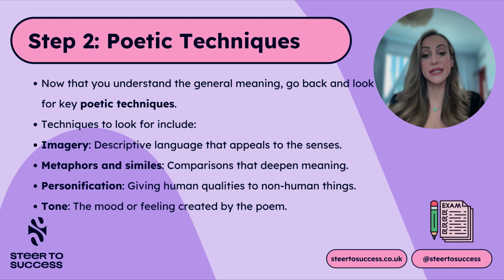But obviously metaphors and similes, so comparisons that deepen meaning. Remember, they both make comparisons. One uses like or as, the other is a literal, saying that something is something else. Obviously, it's not a literal comparison, it's a metaphorical comparison, but you understand what I mean. It's literally trying to say this is something else, even though it is not. And that comparison between the two identifies and highlights a hidden quality within what it's being compared to. And then personification, so giving human qualities to non-human things, as you know, and the tone, the mood or feeling created by the poem.